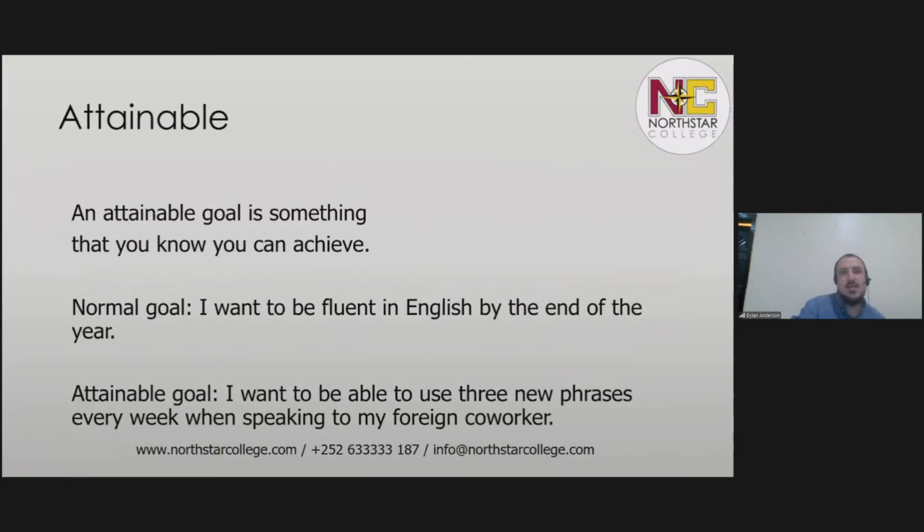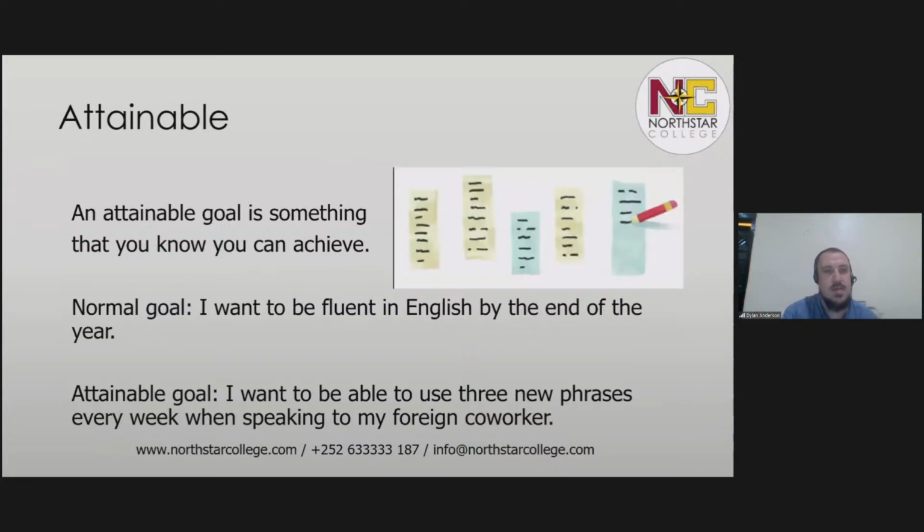The next letter in SMART, we did S and M. The next letter is A. The next word is attainable. Attainable means something that you know you can achieve. So it shouldn't be such a big goal that you know you can't possibly do it.